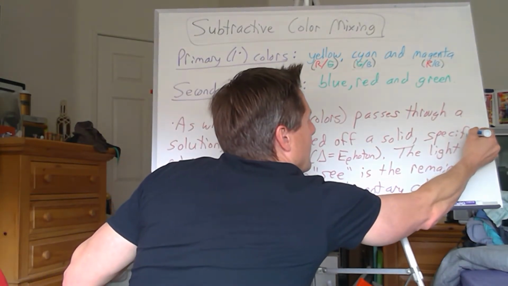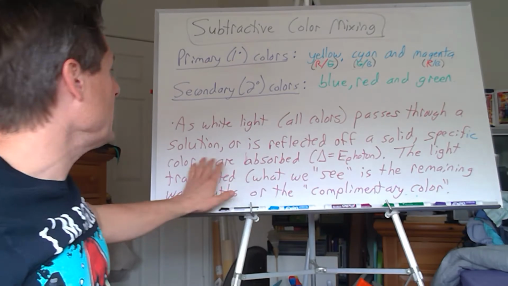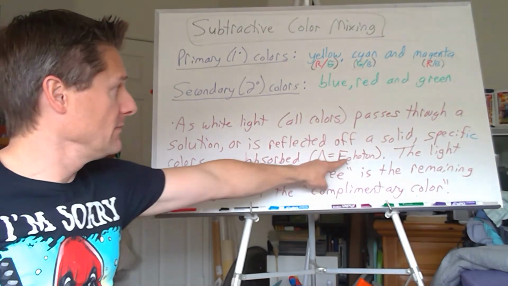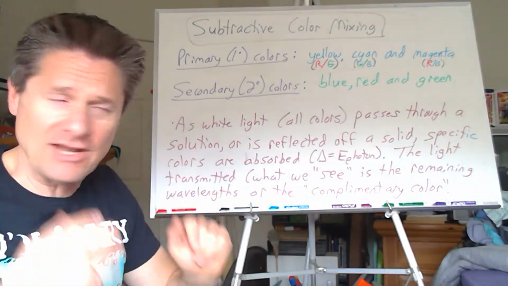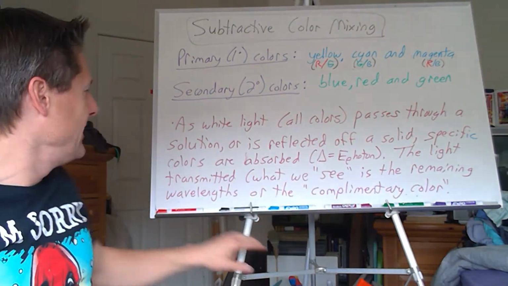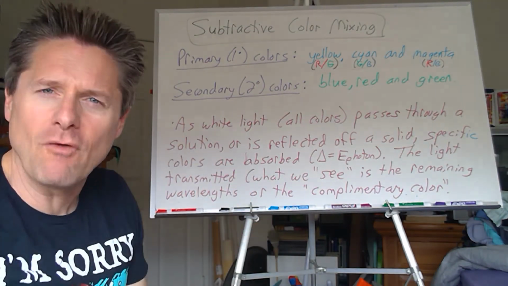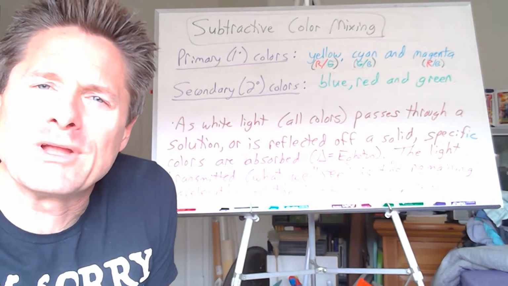Specific colors are absorbed, right? Equal to the crystal field splitting, which varies with the ligand and octahedral and tetrahedral. The light transmitted, or what we see, is the remaining combination of all the wavelengths, what we call the complementary color.